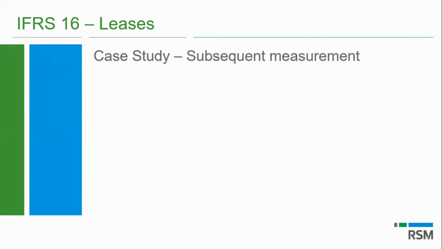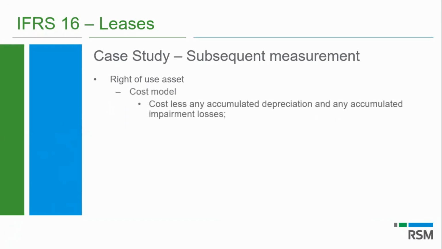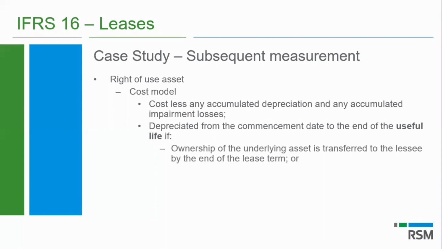What do we do next? Subsequent measurement for our right of use assets. If that asset is on the cost model, we would account for it at cost less accumulated depreciation and impairment losses, like any other asset under IAS 16, the PPE standard. Just remember, if you've determined on initial recognition that you will probably take ownership of the asset at the end of the lease term, then we need to depreciate the asset over its useful life.